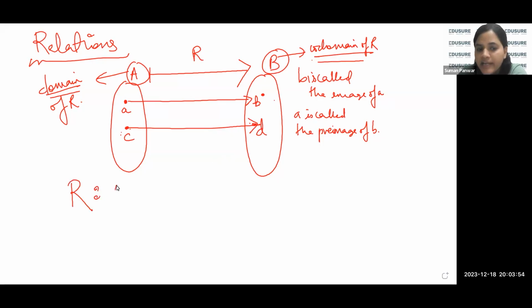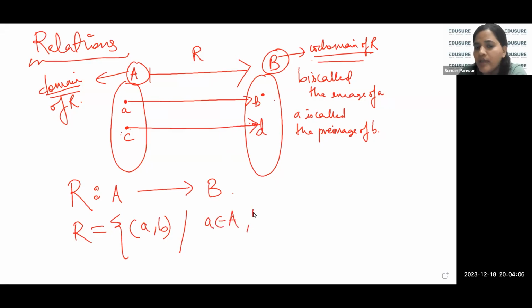We have to understand how we write it mathematically. R is a relation from A to B, and any element of R should be written down as (a, b), where a belongs to A, b belongs to B. So that is how relationships are defined. The first element is in the domain. The second element is in the codomain. Now we will discuss certain examples.